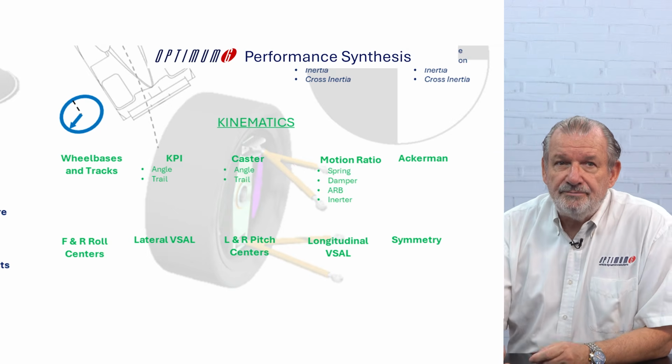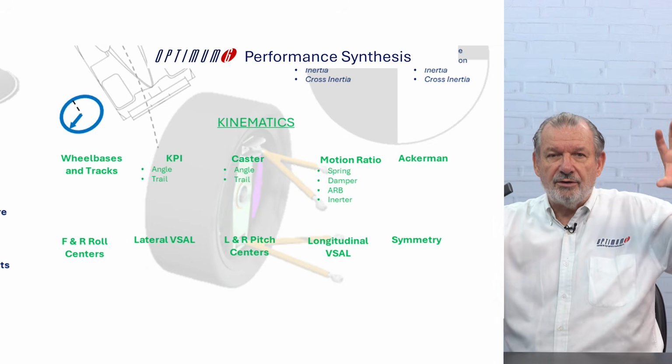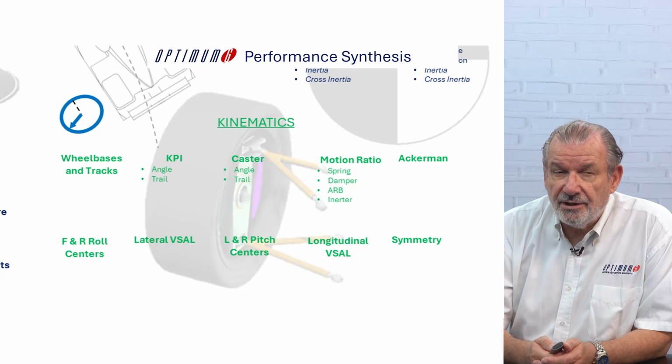And then longitudinal virtual swing axle. In other words, where is the instant center compared to the wheel? And then symmetry or not. There is good reason in a race car to have a car which is asymmetrical. All right, so long for the kinematics.